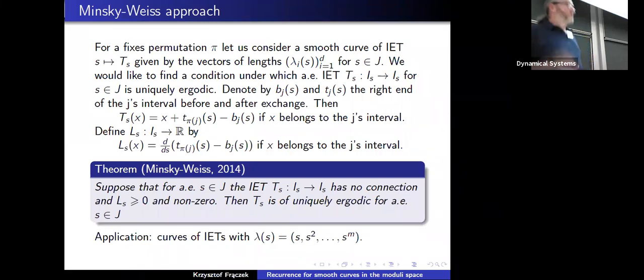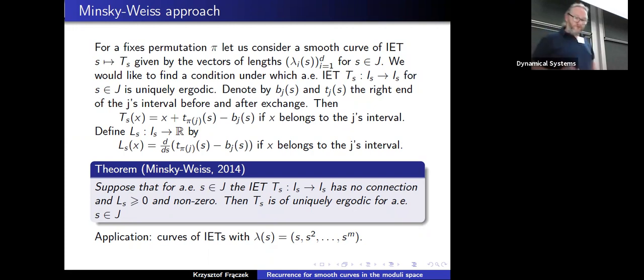For interval exchange transformations, as you probably know, any interval exchange transformation is determined by two things. One is the vector of lengths of exchanged intervals, and the other is the permutation governing this arrangement. Let's fix this permutation, and let us consider a curve of IETs, which is determined by a curve of a vector of lengths. And what is our aim? Our aim is to find a condition under which almost every element of this curve is uniquely ergodic.